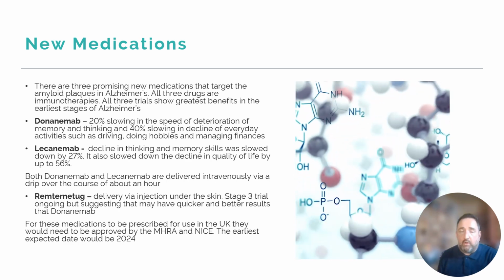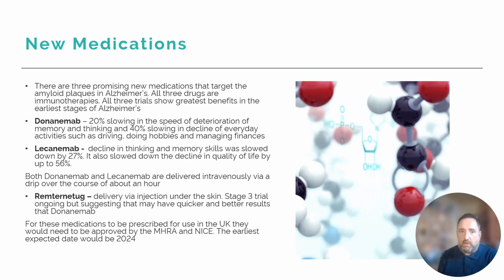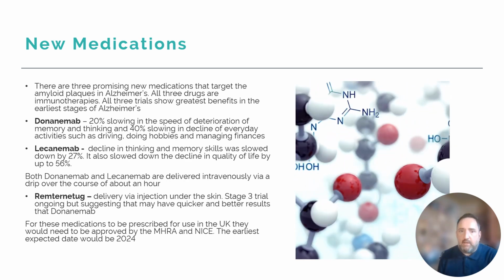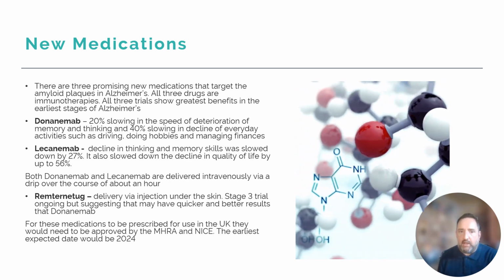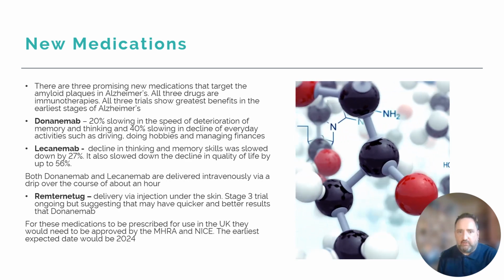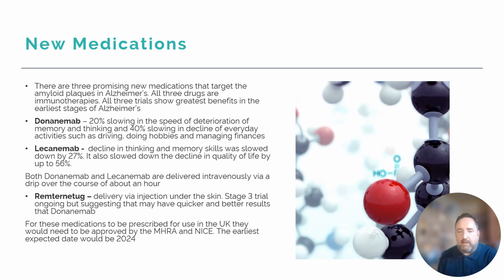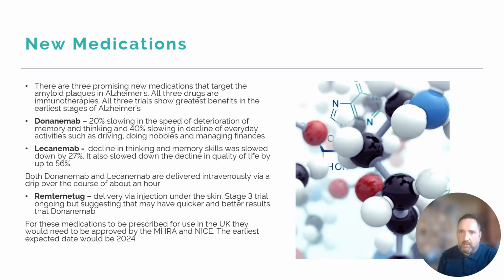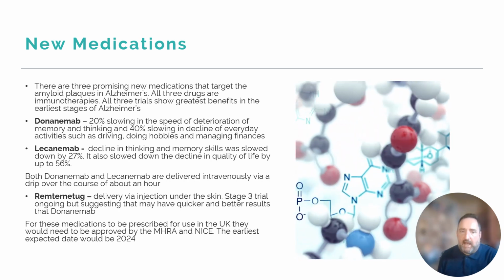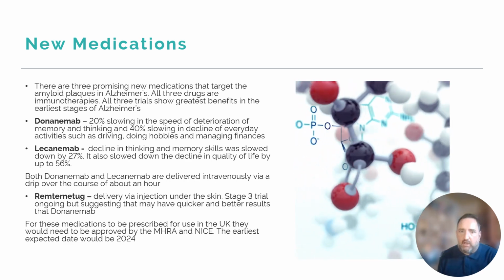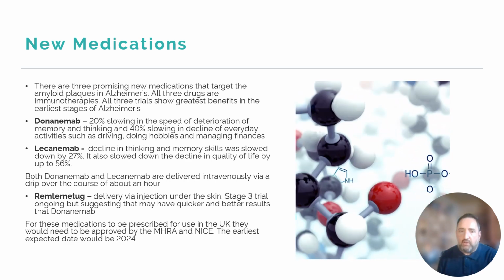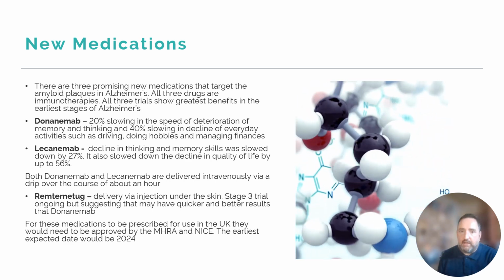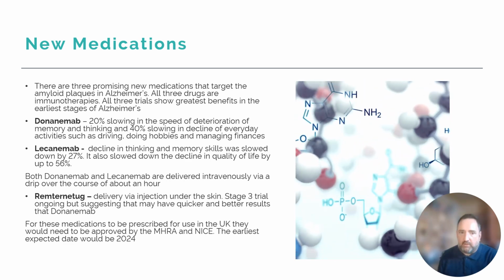So the first one of these that came through trials was donanemab. It showed a 20% slowing in the speed of deterioration of memory and thinking, and 40% slowing in decline of everyday activities such as driving, doing hobbies, and managing finances. Lecanemab showed a decline in thinking and memory skills was slowed by around about 27%, and it also slowed down the decline in quality of life by up to 56%.